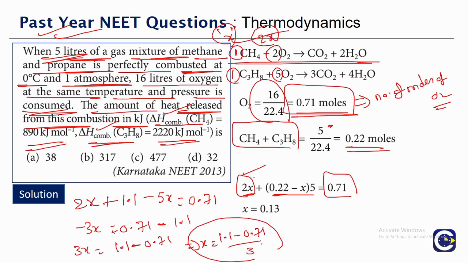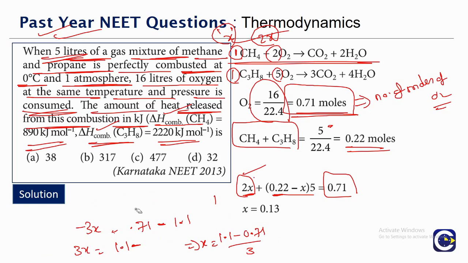Solve it and you will get the x value, which will be 0.13. See, what is the value of x going to come as? 0.13. Now, do you know how much 1.1 minus 0.71 is? It is 0.39. Then 0.39 by 3 gives 0.13. So we are getting the value of x.